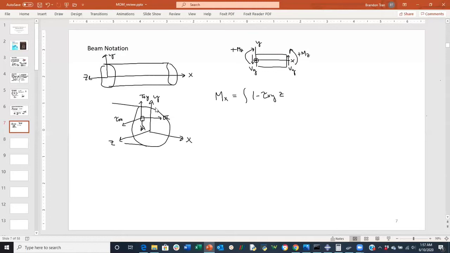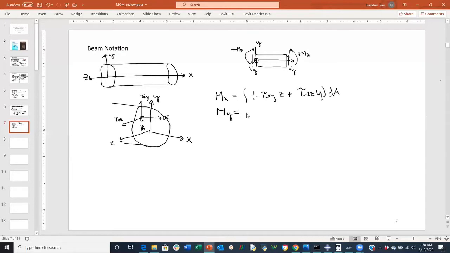so this is a moment about x. So it's going about the x-axis with my thumb pointing in the negative x direction. So that's why there's a negative in front here, plus tau xz times y dA. Okay, so that's how we establish the moment about the x-axis for this theorem.